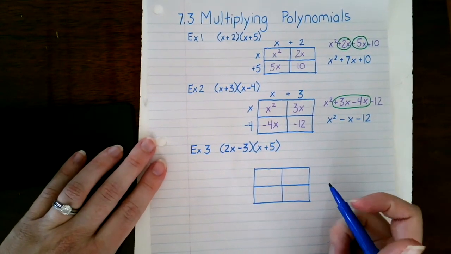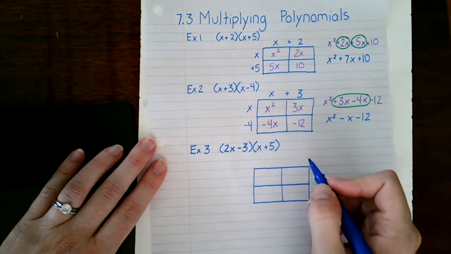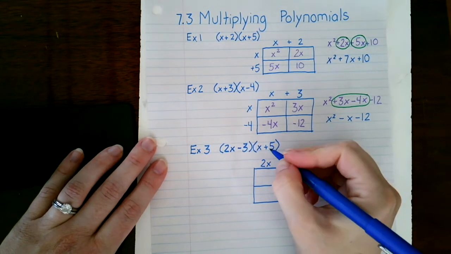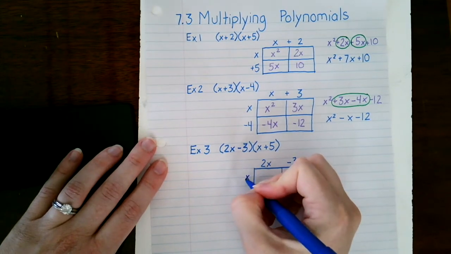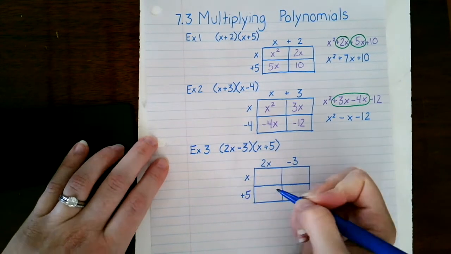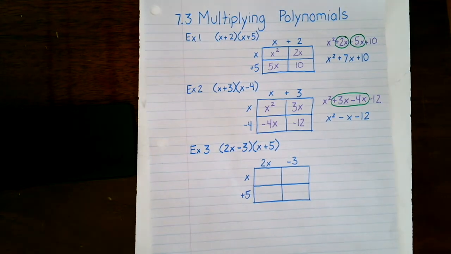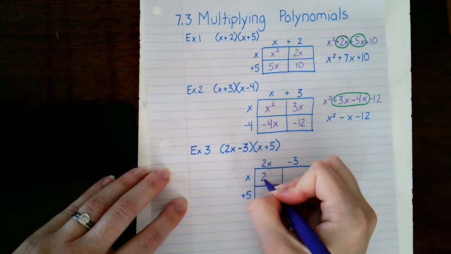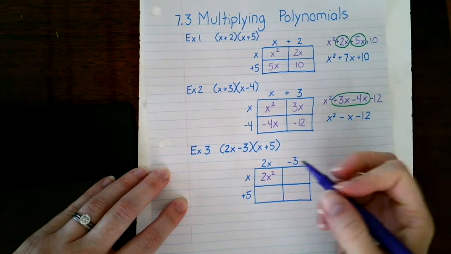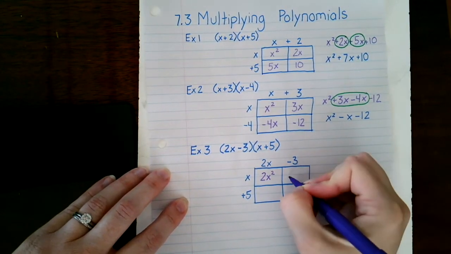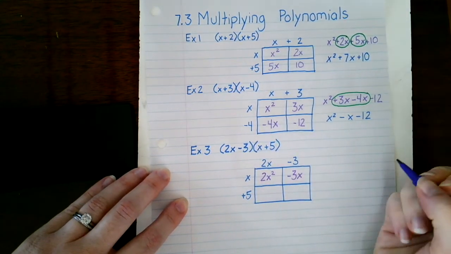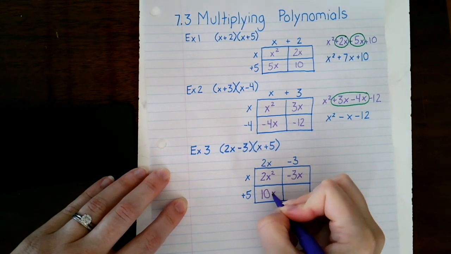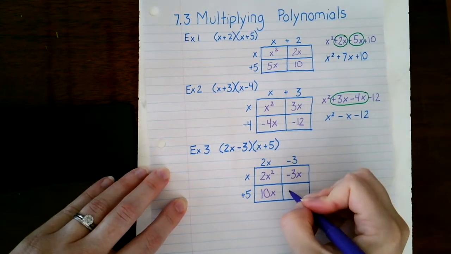But here we go. So I'm going to take this first binomial and write it across the top. So 2x minus 3. And then my second binomial, I'll write over here, x plus 5. And now I go ahead and do my multiplication. So x times 2x is a 2x squared. And x times negative 3 is a negative 3x. 2x times 5 is 10x. And 5 times negative 3 is a negative 15.